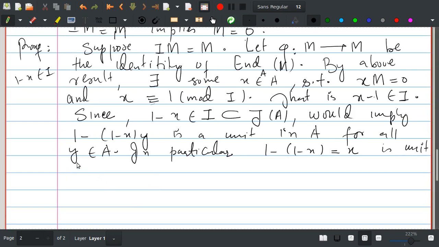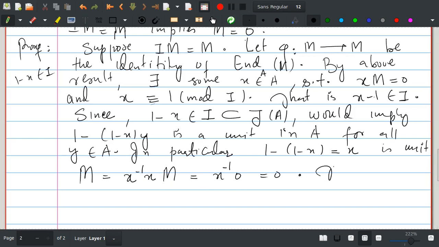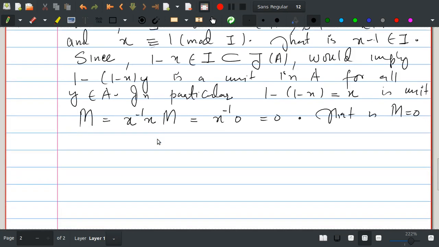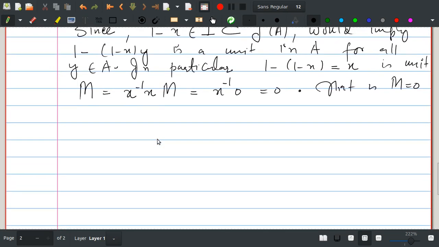Now if this is a unit, then m, which is equal to x inverse x times m, is the same as x inverse times xm, and xm is 0, so this is 0. That is, this M is the 0 module. Now x being a unit, we have its inverse in A, so this implies this module M is 0.